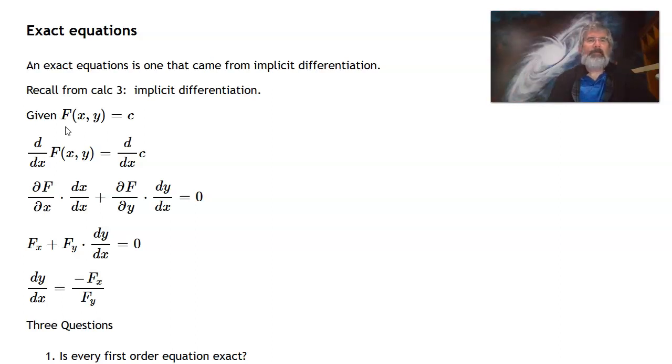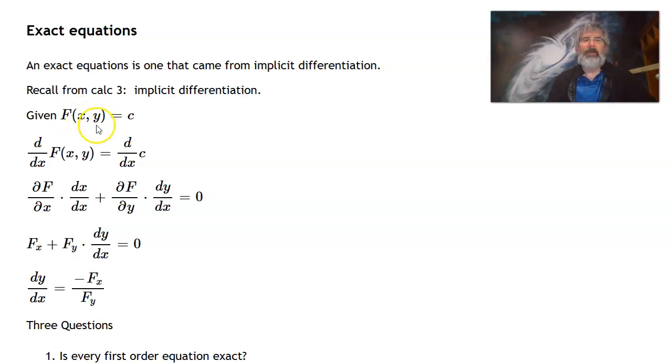Now, remember what we did for implicit differentiation. We essentially said we're assuming y is some function of x. So this function of x and y is actually a function of x and another function of x, because y is a function of x. So capital F is just a function of x when we're thinking implicitly here. So if capital F is a function of x, then I can take its derivative with respect to x.